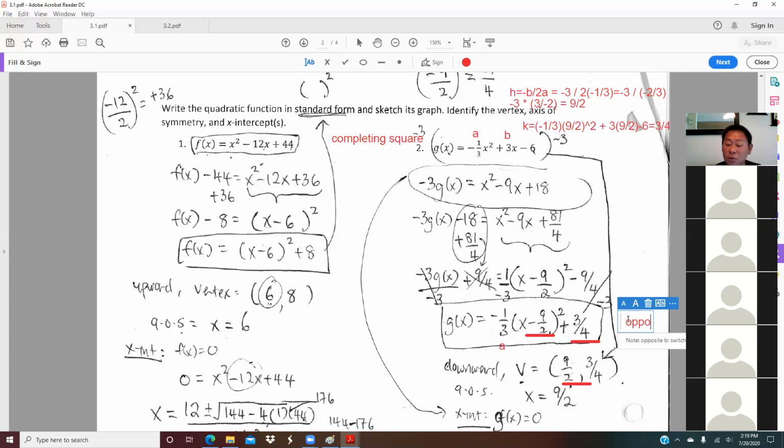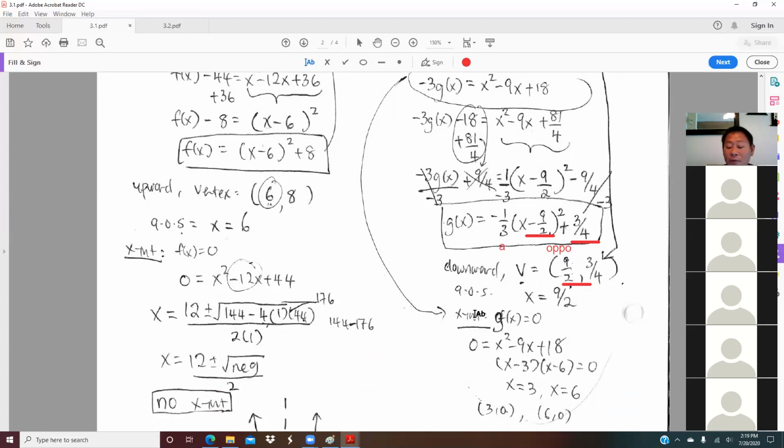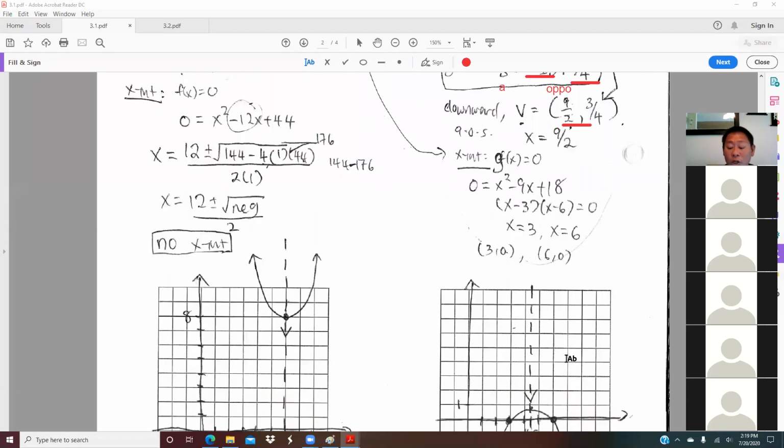For the h, you have to do the opposite. Opposite means if it's a plus 9/2, it becomes -9/2. But your k is the same thing as 3/4. Okay. And then once you finish this, after that you find the x-intercept by putting x equals to 0, and then solve for x, and then after that you draw the graph.